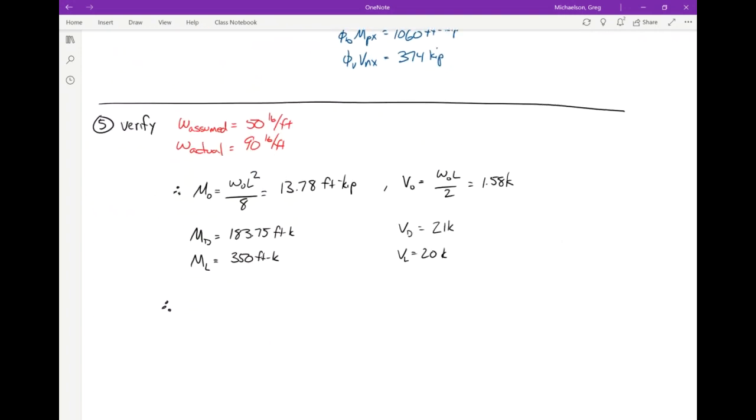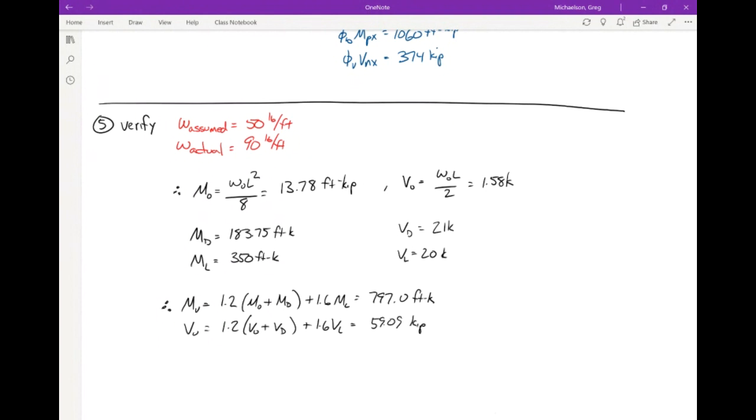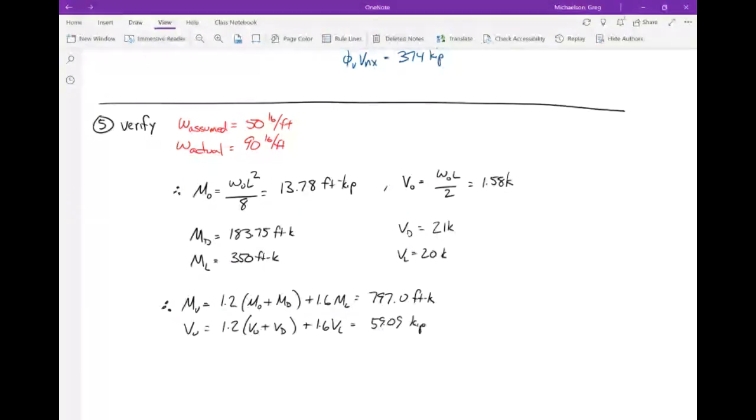So, therefore, our MU is 1.2 M naught plus MD plus 1.6 ML. So we basically redo this calculation with the new weight. And so the moment changes a little bit. It becomes 797.0 foot kips. And the same thing with the shear. It changes a little bit. V naught plus VD plus 1.6 VL, which is 59.09 kips.